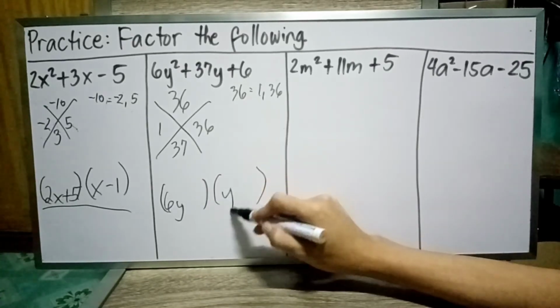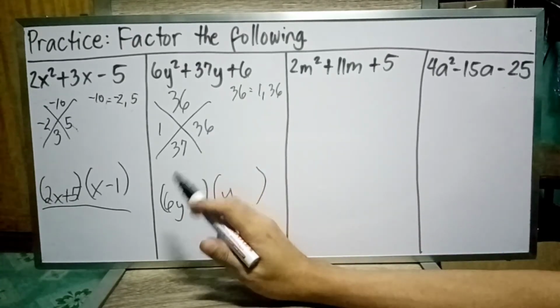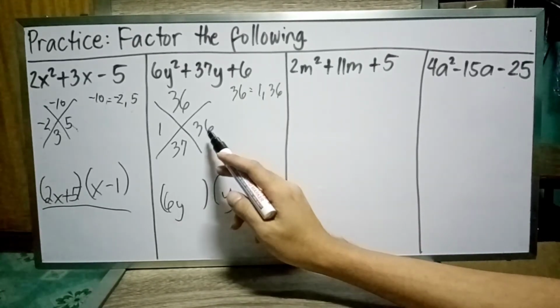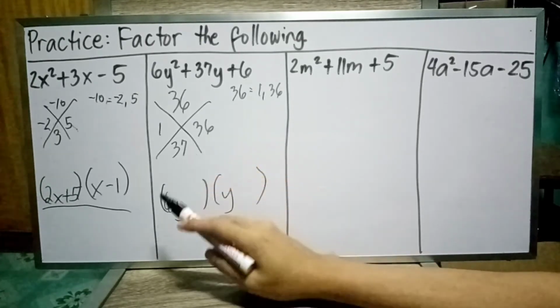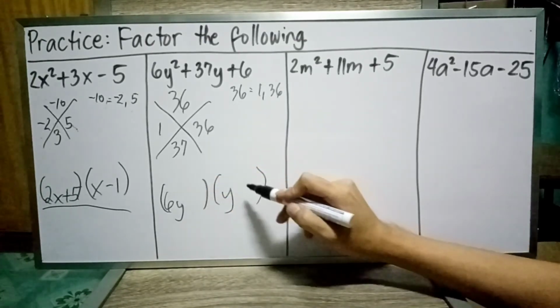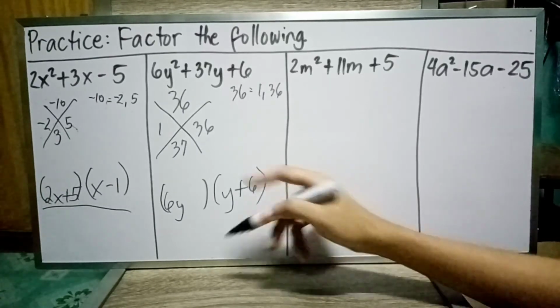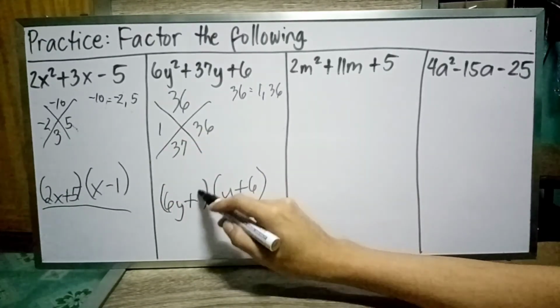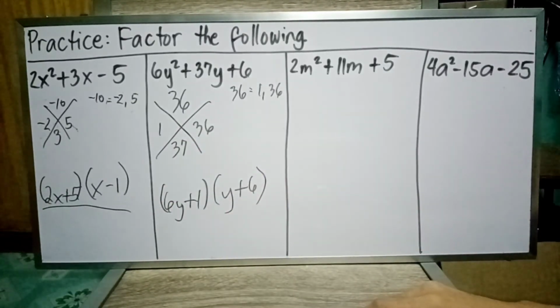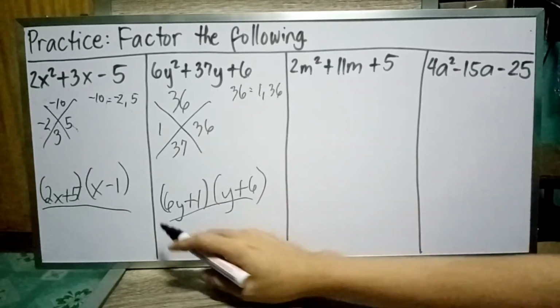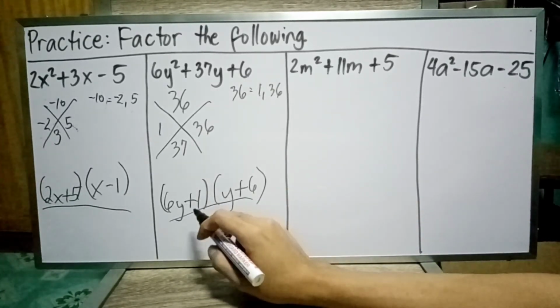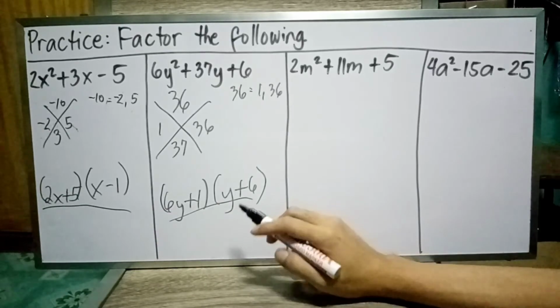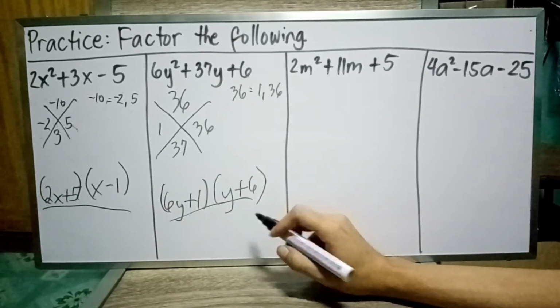6y, then y. Which one can be divided by 6? Okay, 36. So 36 divided by 6, that is positive 6. You put positive 6 here and plus 1 here. Okay? Final answer is 6y plus 1 quantity multiplied by y plus 6.